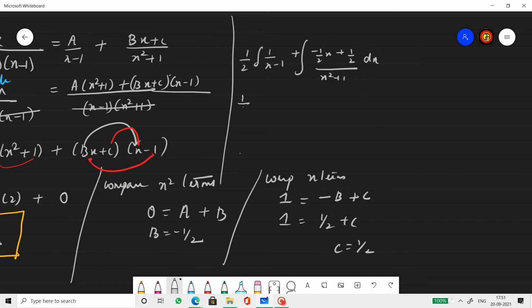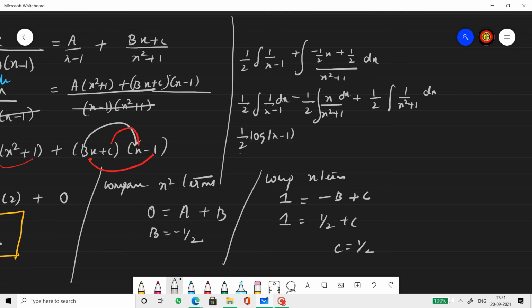Now that's half integration of 1 by x minus 1, and then minus half x by x square plus 1 integration, and then plus half integration of 1 by x square plus 1, everywhere dx. Now the first one is log, so you get half log mod x minus 1. The second one is substitution, because when you take x square plus 1 as t, dt will cancel x, right? So it will be 1 by 4 into log of mod of x square plus 1.